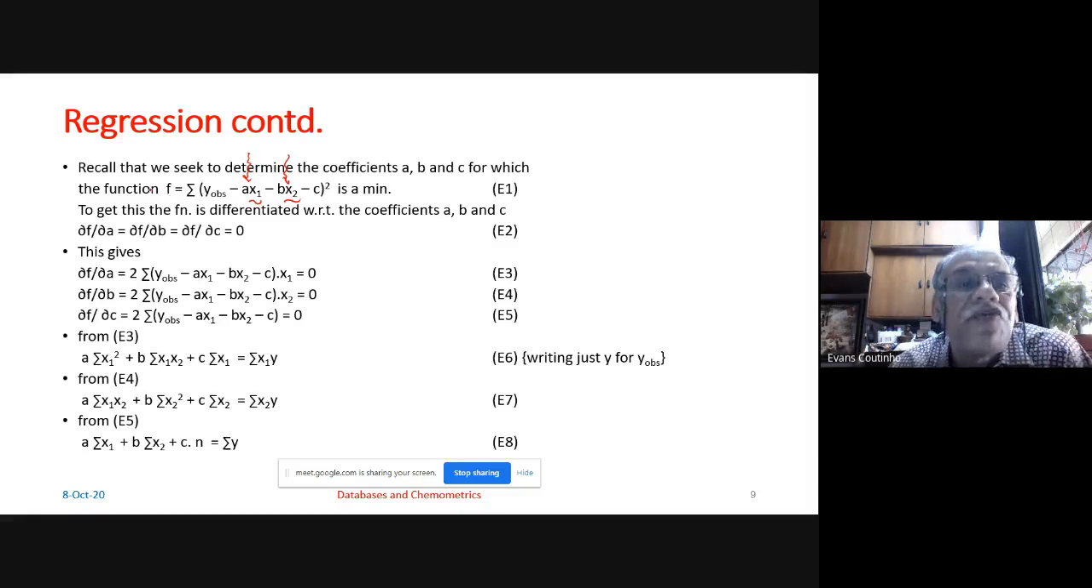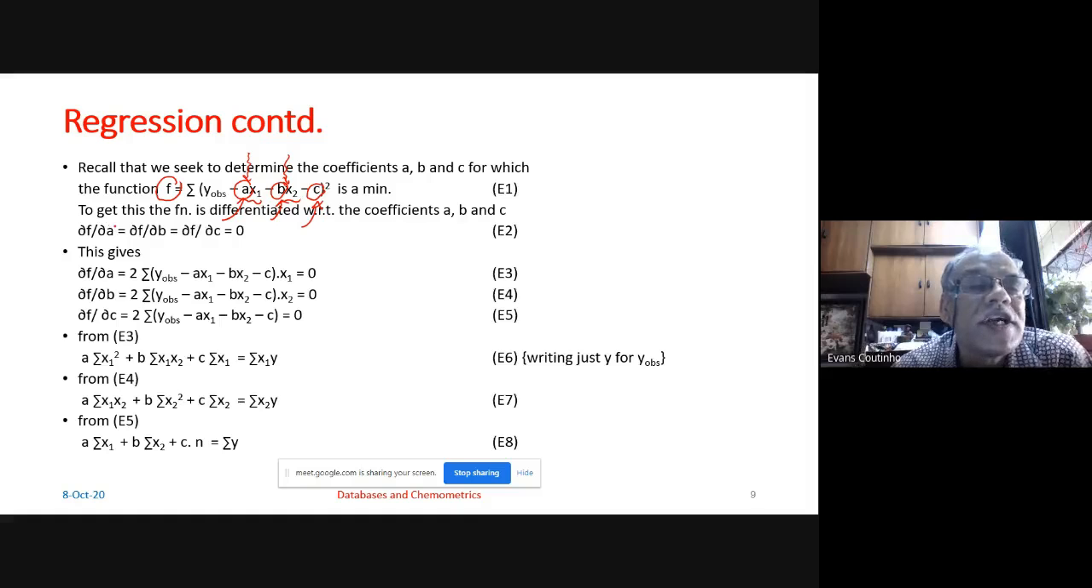But now for my function, what are the actual variables? The actual variables are A, B, and C. I hope you get this concept very clear. For this equation which I'm trying to differentiate to get a minimum, I'm differentiating with respect to the variables. The variables here are A, B, and C. So please don't confuse the variables for the molecules with the variables for this function which is being differentiated.